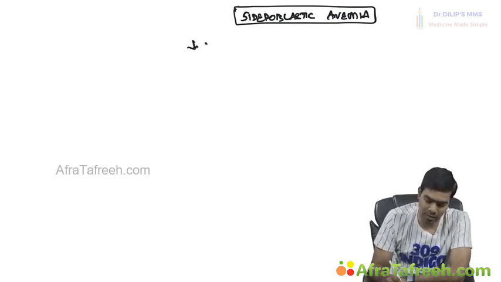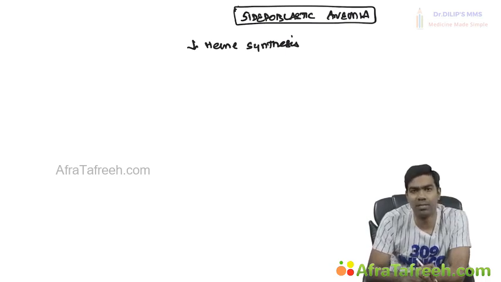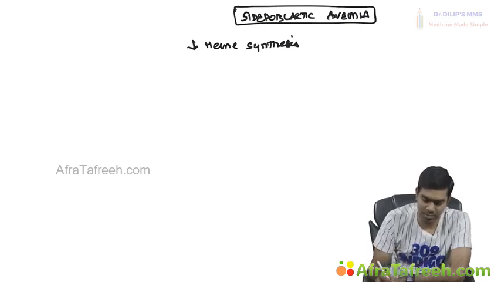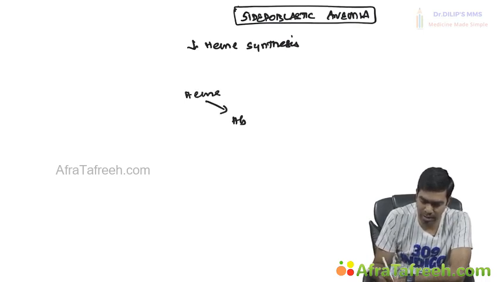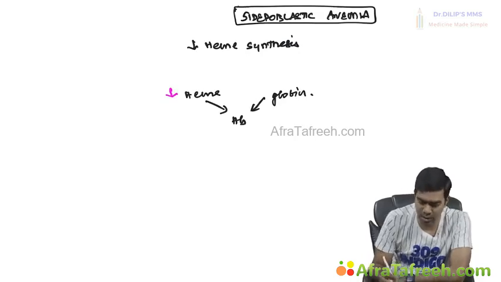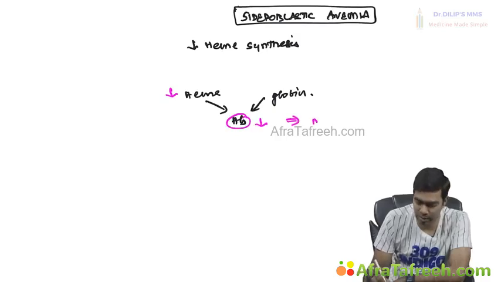The pathophysiology of sideroblastic anemia is reduced heme synthesis within the RBC precursors. I told you already, your hemoglobin comes from two things: one is heme and the second is globin. So whenever there is reduced heme synthesis, your hemoglobin is going to be reduced. That is the reason why you are going to get a microcytic anemia.